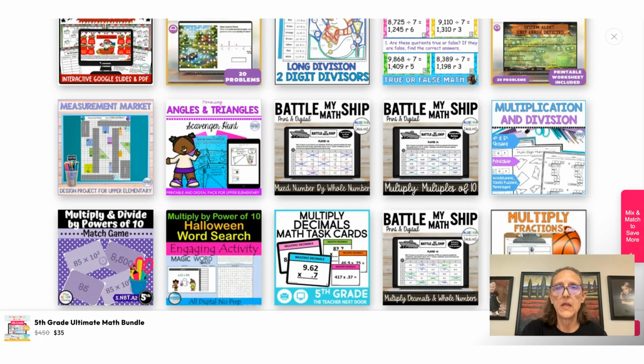Then for the triangles, kind of similar, but it will have a protractor showing. And so they have to look at the protractor and determine what the angle is.